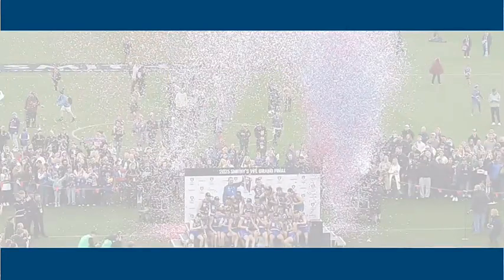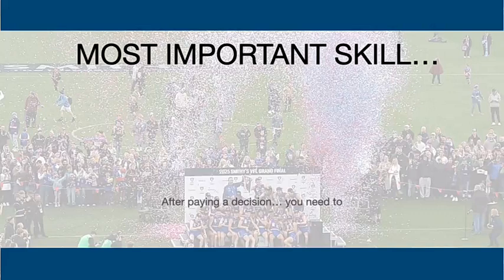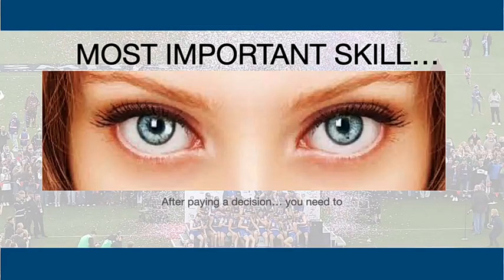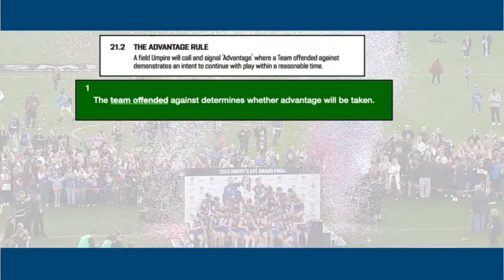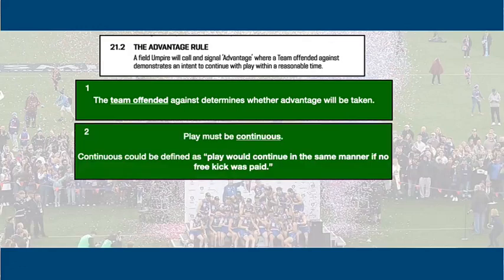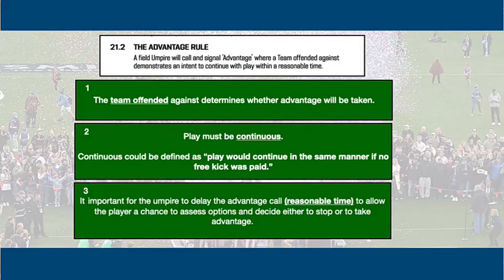To recap, our most important skill, after paying the decision, we need to use the eyes and see ball. You then need to assess. The team offended against determines whether the advantage will be taken. Play must be continuous. Continuous is defined as play would continue in the same manner if no free kick was paid. And it's really important for us to delay our advantage call, which is a reasonable time to allow that player a chance to assess the options and decide either to stop or take the advantage.